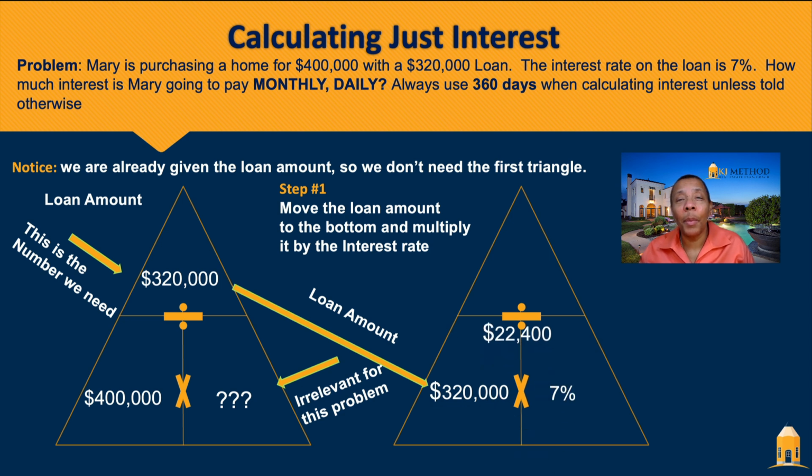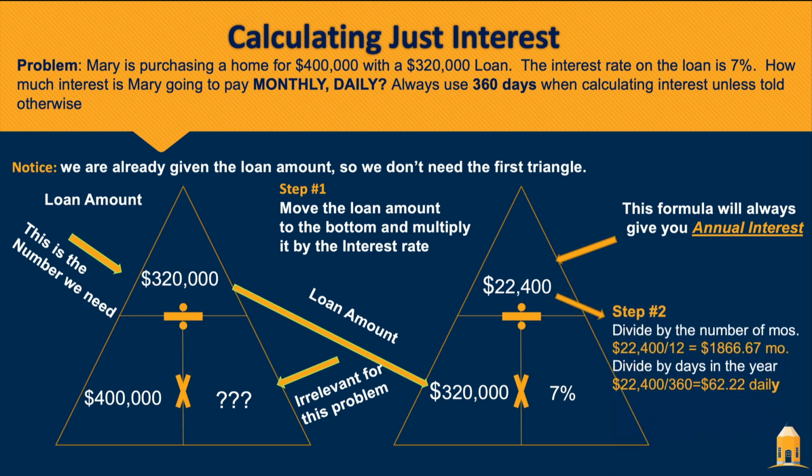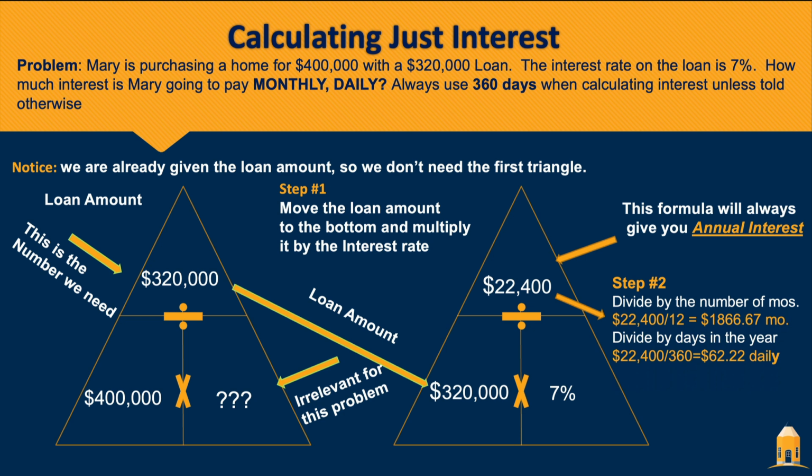And what is that top going to give us? Annual interest. What do we have to do to make that monthly? Go ahead and divide it by 12, and so it's $18,666 a month. And how about per day? That would be divided by 360, so it's $62.22 per day. Interest is pretty easy, I think, at this point for you because you've been through a number of problems already.